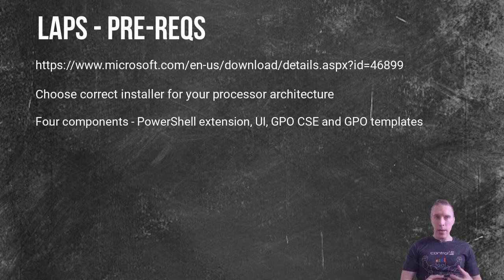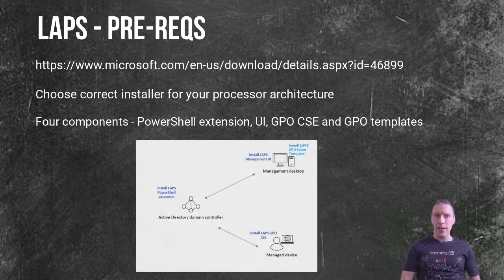Now, the way I would normally deploy it in an environment is shown in this diagram here, which I'm now showing on the screen. So you can see that the PowerShell extension is installed on a DC. The management user interface and the GPO editor template are on my management desktop, and the GPO CSE gets installed to all of the devices that you want to manage in this way.